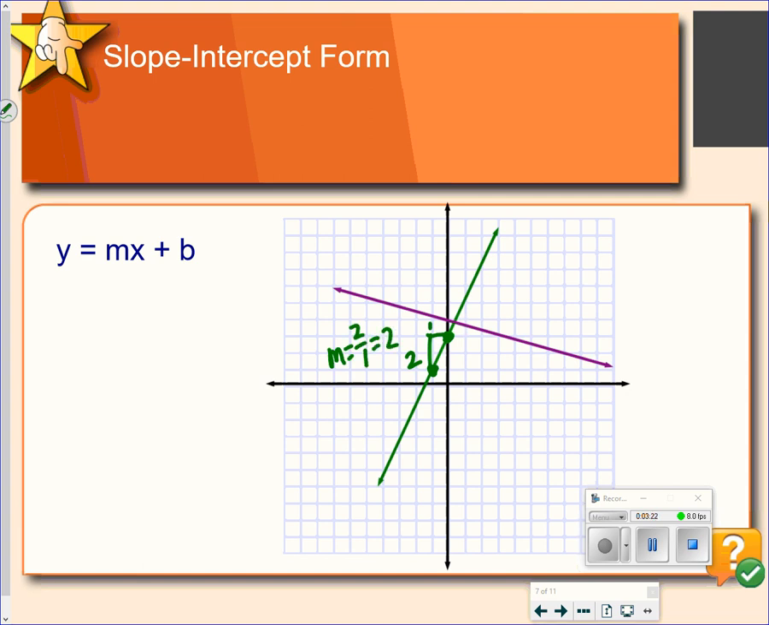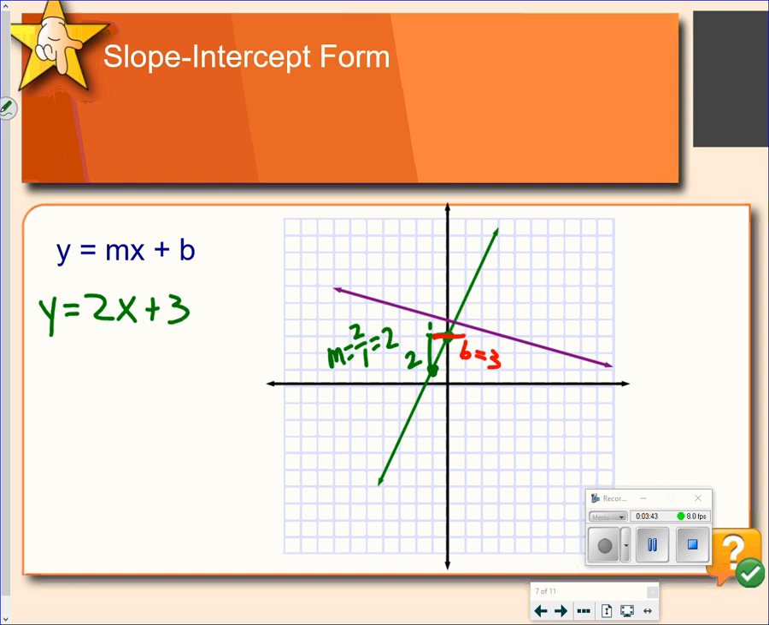So in our equation, we have y equals 2x. The b value is the place where the line crosses the y-axis. So in this case, b equals 3. So our equation would be y equals 2x plus 3.